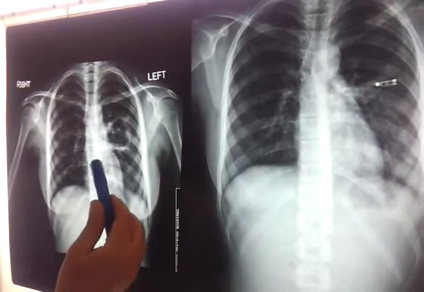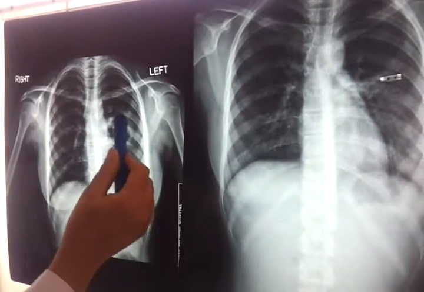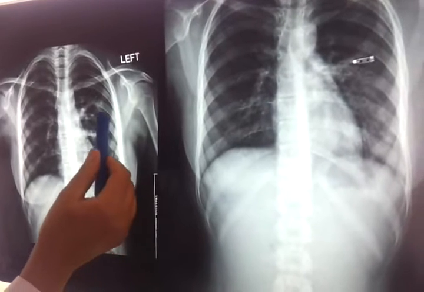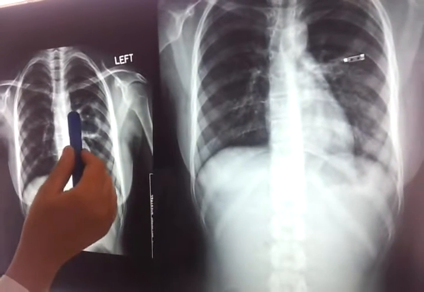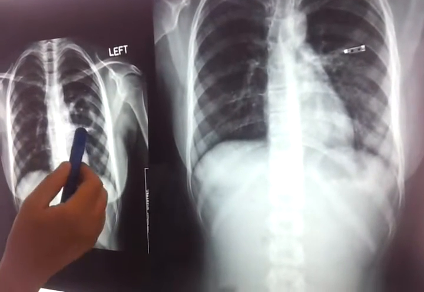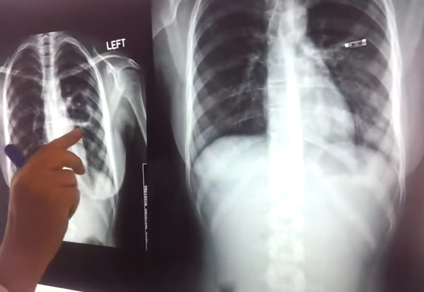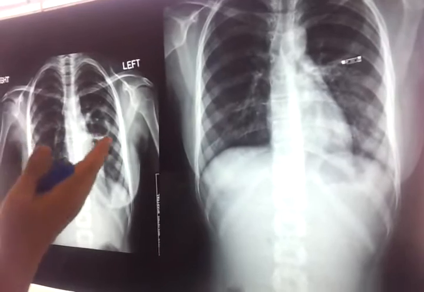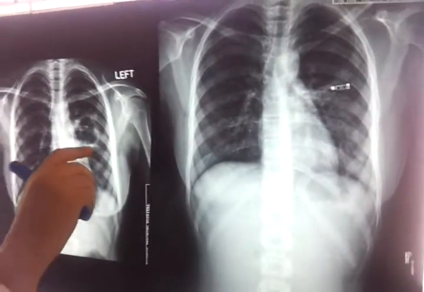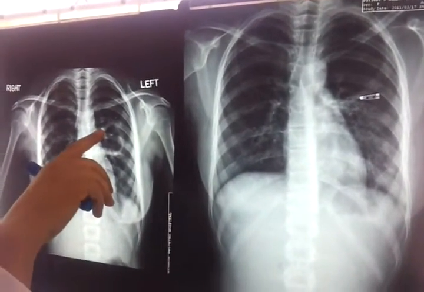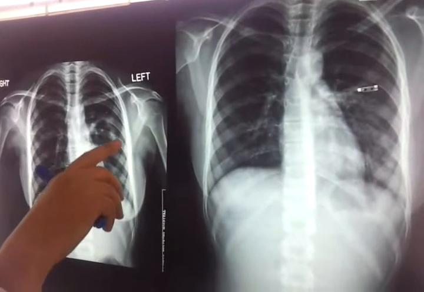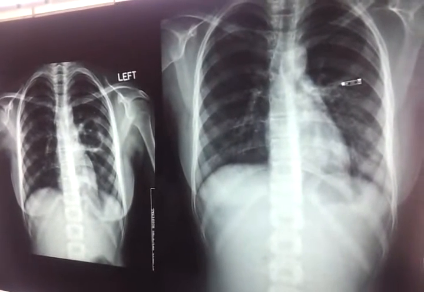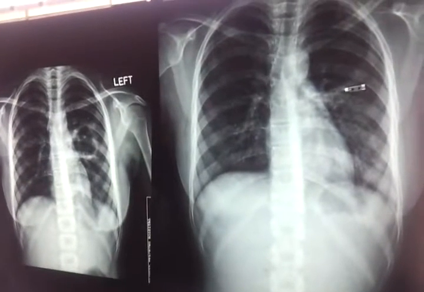You see, there is a thin-walled cavity, there is infiltrate around the cavity, there is some calcification. It means activity and healing at the same time. In this chest X-ray, this is calcification, and these are activity around it. Therefore, this is most probably tuberculosis.